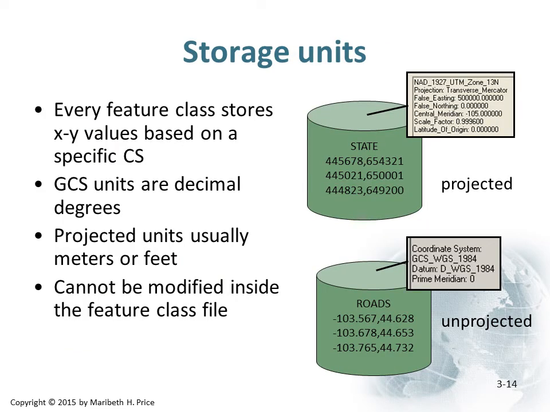When we look at our data, there's different kinds of units, and the first one we're going to talk about is storage units. Storage units are the units associated with the information that is stored in the actual data file itself. So every feature stores its XY values based on a specific coordinate system. And whatever that is, that's what the storage units are going to be. If it's a geographic coordinate system, it's going to be in decimal degrees. If it's a projected coordinate system, you're looking at meters or feet. This cannot be modified inside the feature class file.